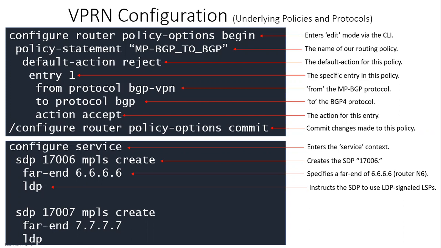And once we've got our policy built, we're going to commit it with the command /, because at this point we'll still be in the policy statements context. So / configure router policy options commit.